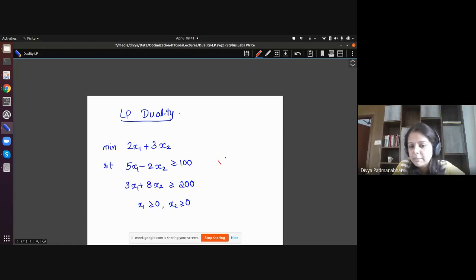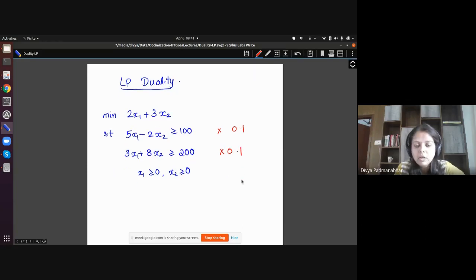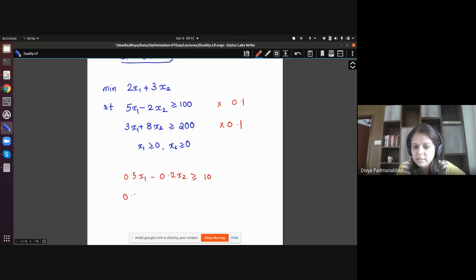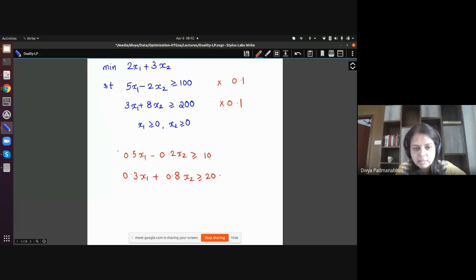is, suppose I give you an example. Suppose I multiply these two inequalities with 0.1, some number like this. What am I going to get? You'll get 0.5x1 minus 0.2x2 is greater than 10, and the other one is 0.3x1 plus 0.8x2 is greater than 20. What happens when you add these two? Can somebody tell me what's the result of adding these?